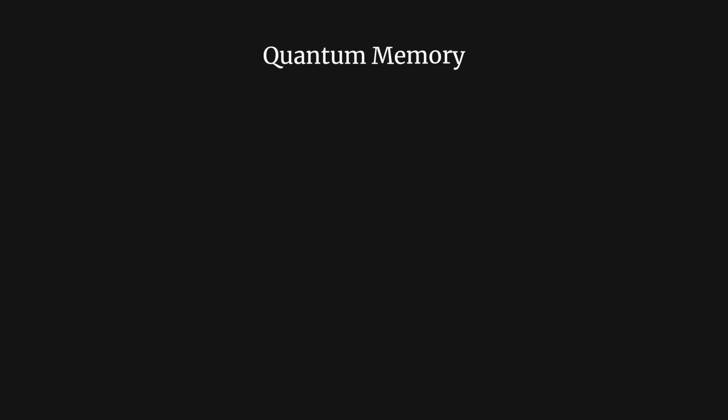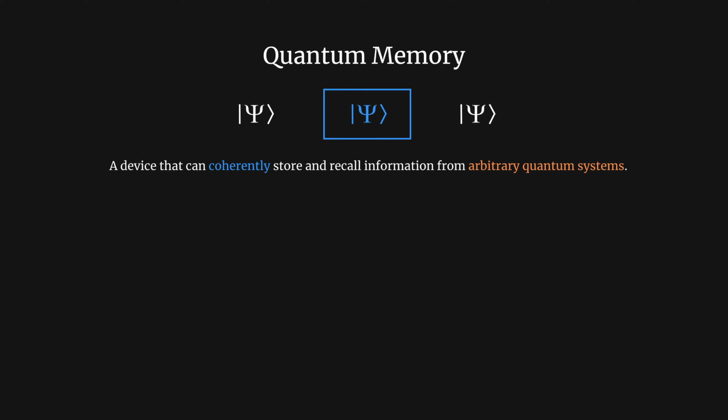In this video, I'm going to be talking about quantum memory. In general, quantum memory can be described as a device that can coherently store and recall information from arbitrary quantum systems. And when I say coherently, I mean that it should be able to preserve the quantum superposition state of the system. Now, this is quite a broad description.